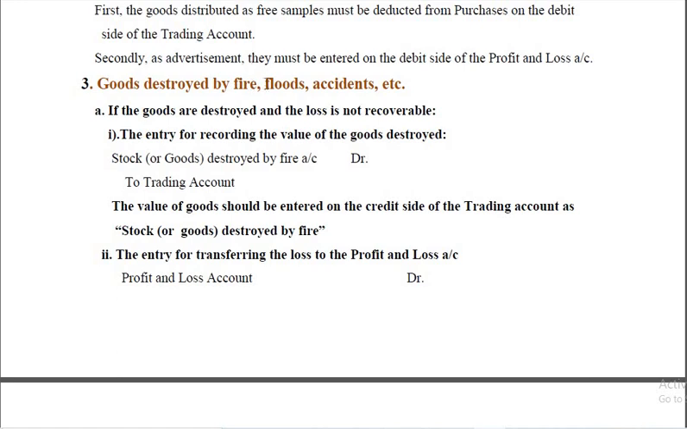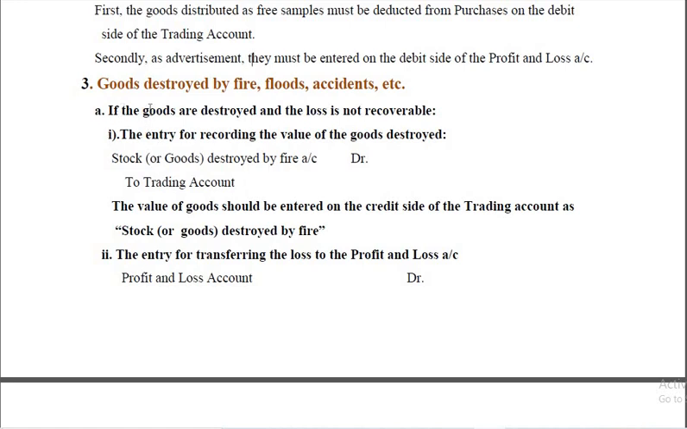Alright, next, goods destroyed by fire, floods, accidents, etc. I will take one example, fire, and it is applicable to floods, accidents, etc. So there are three possibilities here. One is goods are destroyed and the loss is not at all recoverable. Nothing is recovered from the insurance company. Second possibility is goods are destroyed and full loss is recovered from the insurance company. And third possibility, goods destroyed and partial loss is recovered from the insurance company. The remaining amount is irrecoverable. So these are the three possibilities.